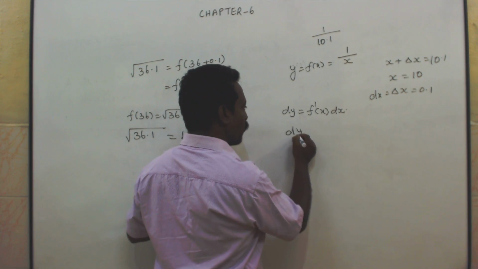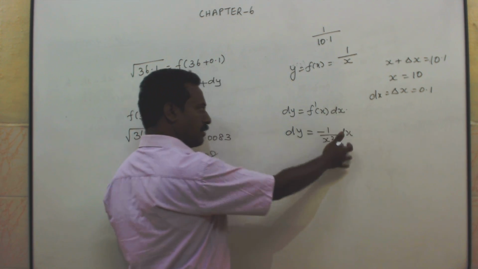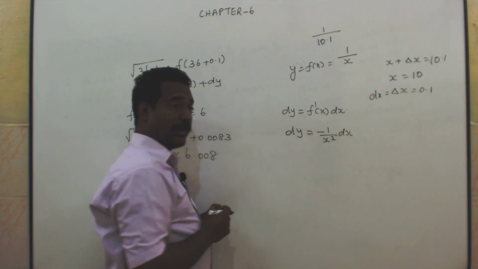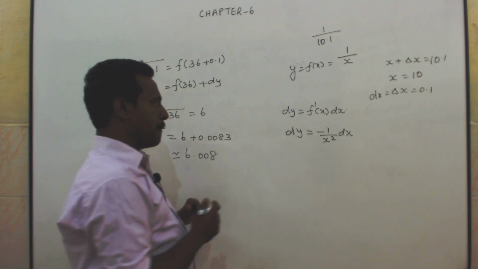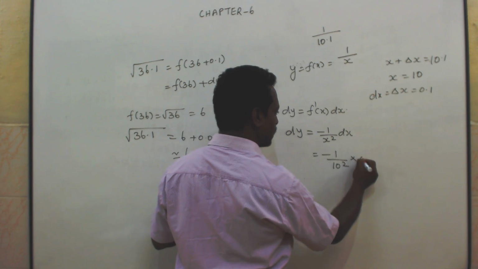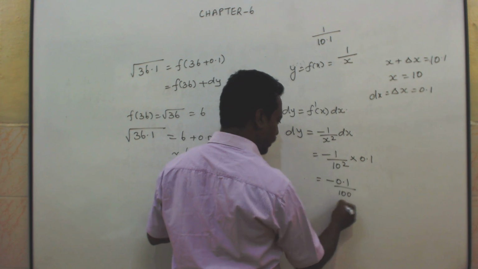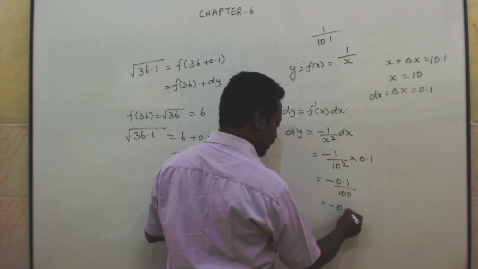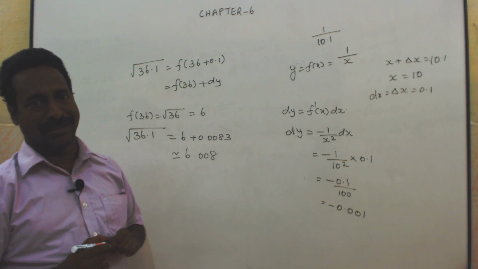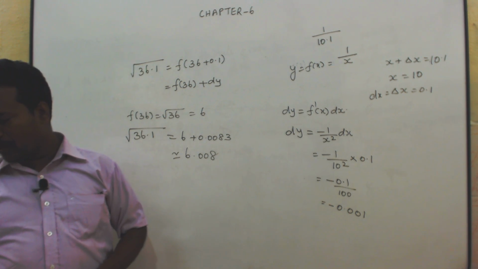dy: differentiation of 1 by x is minus 1 by x square into dx. Minus 1 by 10 square into dx, which is 0.1. Minus 0.1 divided by 100, that is minus 0.001. When we divide, we will get this result.